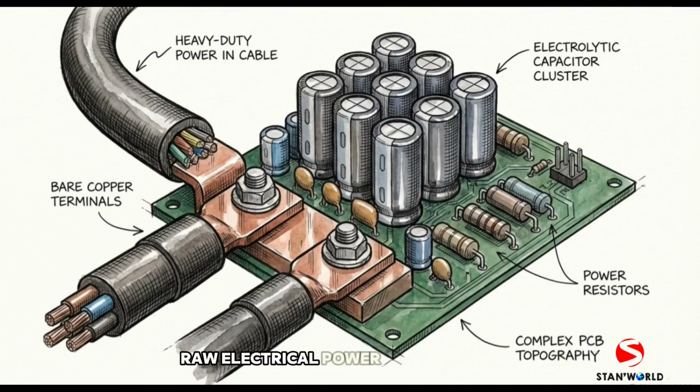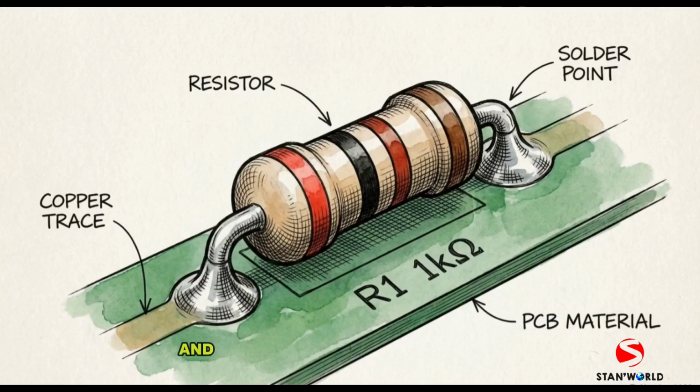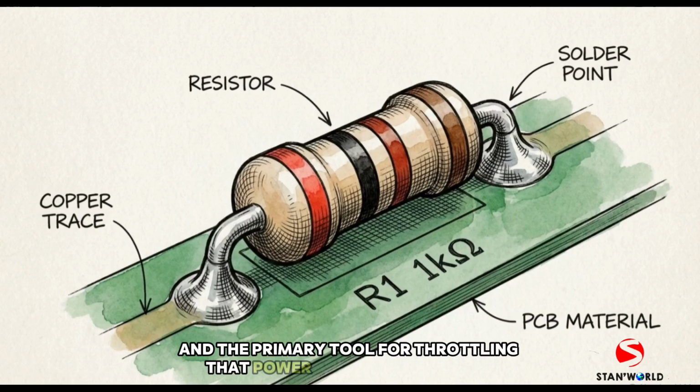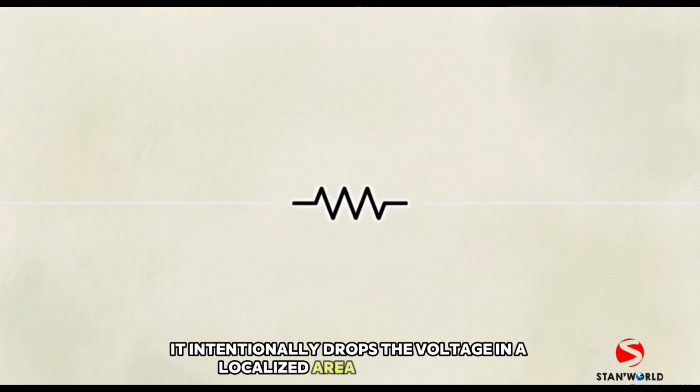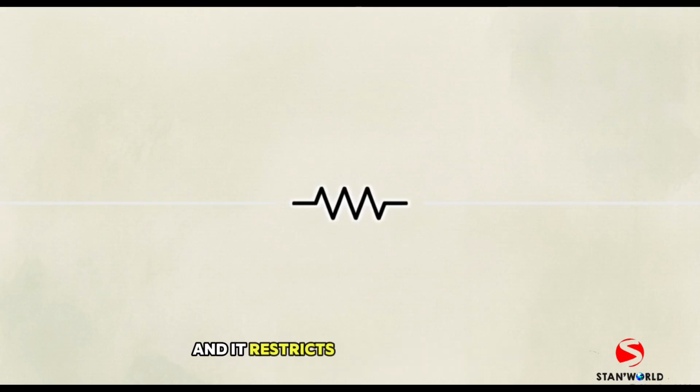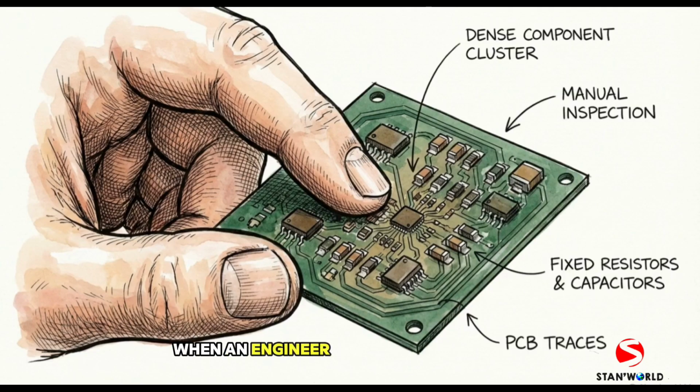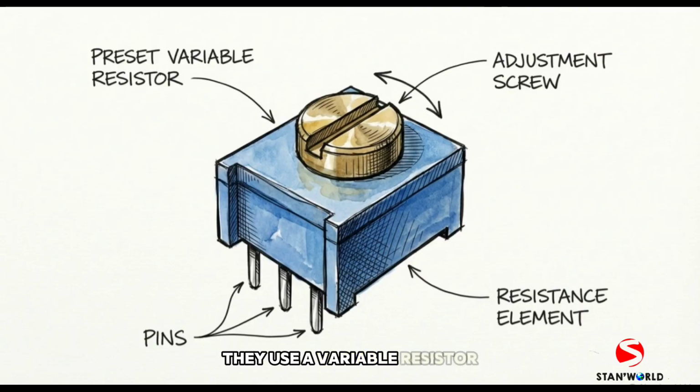Raw electrical power must be shaped before it hits delicate logic components, and the primary tool for throttling that power is the fixed resistor. A fixed resistor serves a strict dual function. It intentionally drops the voltage in a localized area of the circuit, and it restricts current flow to a permanent, unyielding limit. When an engineer needs to adjust that limit after a board is built, they use a variable resistor, commonly known as a preset.